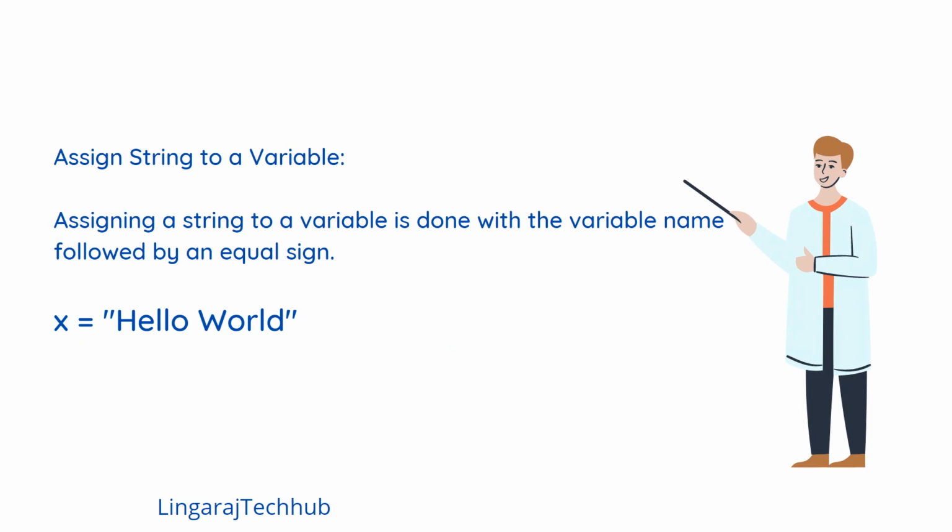Next, assigning a string to a variable. Like normal variables, when you assign data to a particular variable, the same rule applies to a Python string. The same principles are followed to assign string data to a particular variable. You assign a string to a variable by using the variable name followed by the equal to sign.